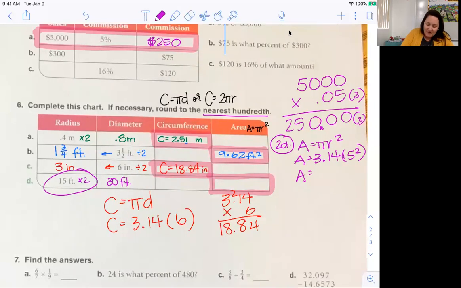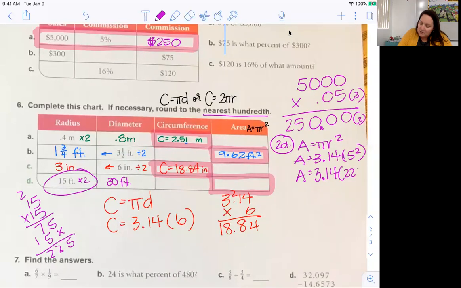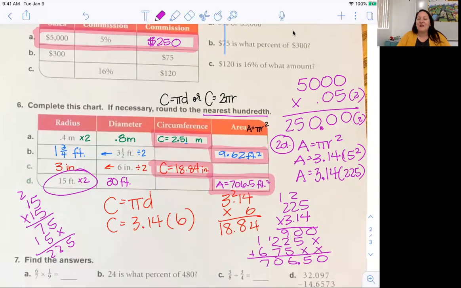Guys, sometimes we don't have it memorized. I'm going to work over here. 5 times 5 is 25. 7, 5. Add it all together, we get 225. So area equals 3.14 times 225. Pause it, multiply it out, and come back. Okay, when you multiply it out, you should get 706.5. So area equals 706.5 square feet.